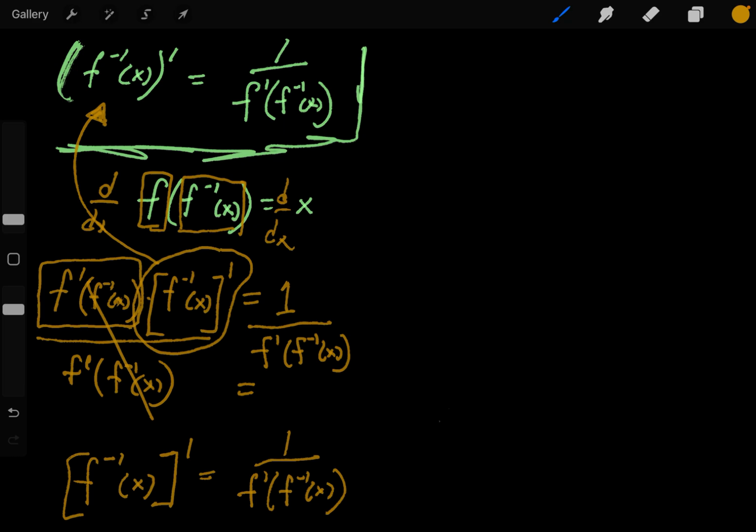And you could use this formula in a lot of ways. This is going to come into play in being able to find the derivative of inverse functions that otherwise would be very tricky to find.